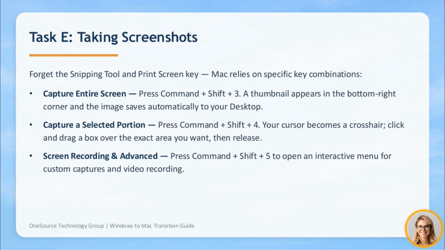If you need to capture only a selected portion of your screen, press Command-Shift-4. Your cursor will transform into a crosshair, allowing you to click and drag a box over the exact area you wish to capture, then release. For more advanced options, including screen recording, press Command-Shift-5 to open an interactive menu for custom captures and video recording.